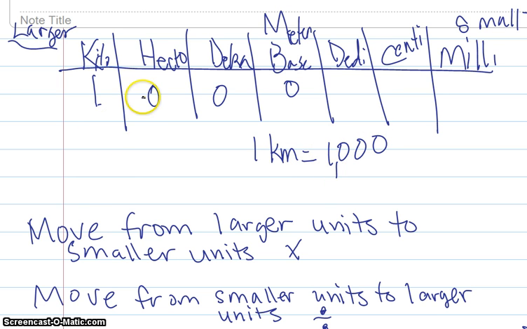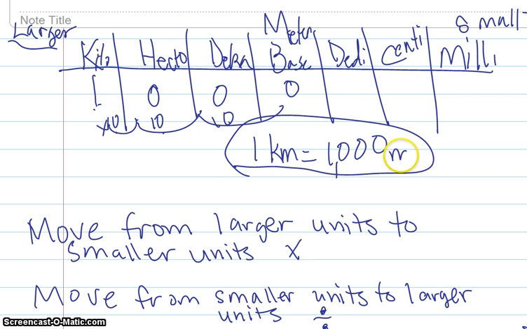Another way of looking at this is, if I had 1 kilometer and I wanted to move it over to the meters place, I would multiply by 10 each time. 1 times 10 times 10 times 10 is actually 1 times 1,000, which gives me 1,000 meters.